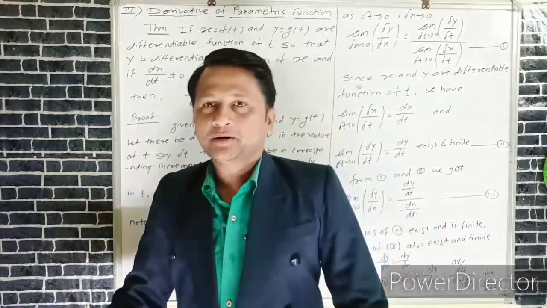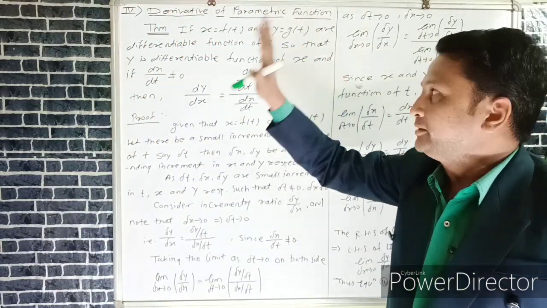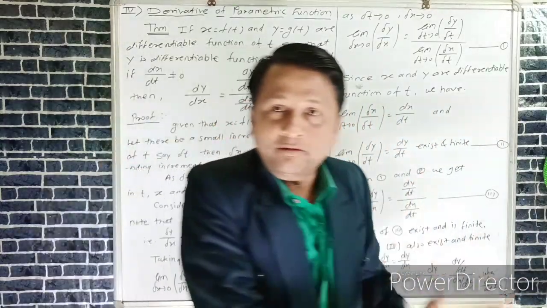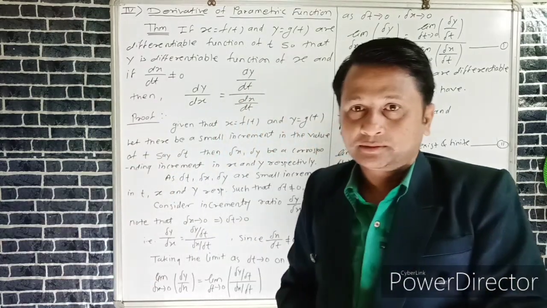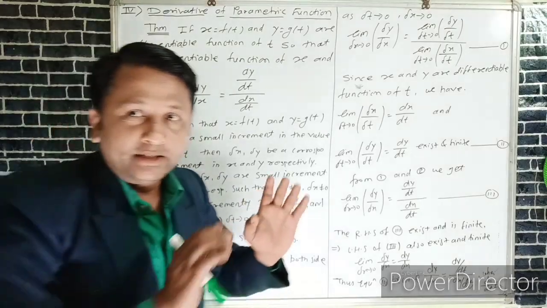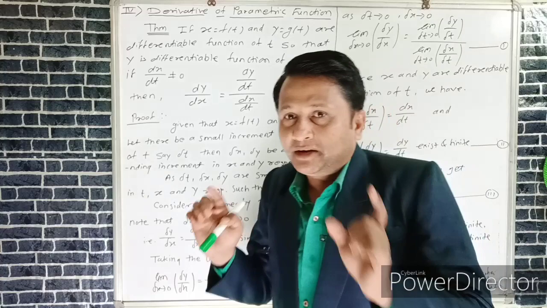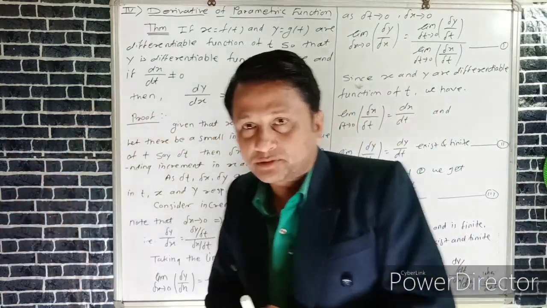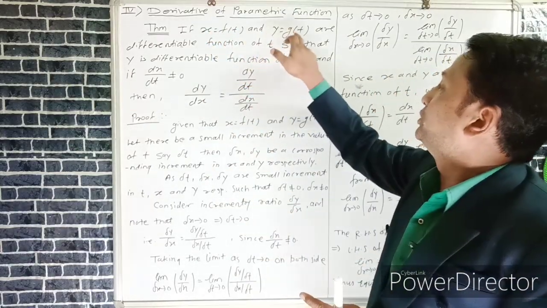We start the next topic of derivative, which is derivative of parametric functions. Parametric function means the given function is in parametric form, in the form of parameters. Suppose a differentiable function is in the form y is equal to f of x, but in the parametric form the function is given in different parameter forms. Here x is equal to f of t and y is equal to g of t.